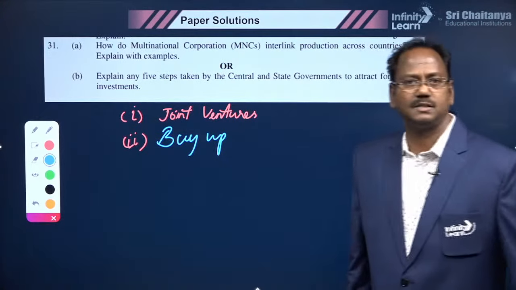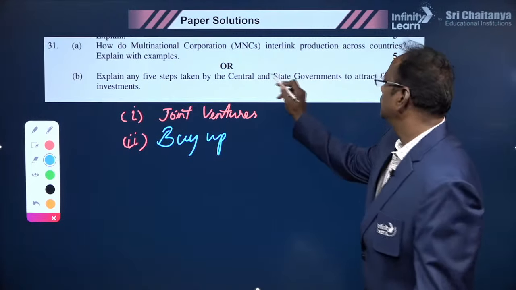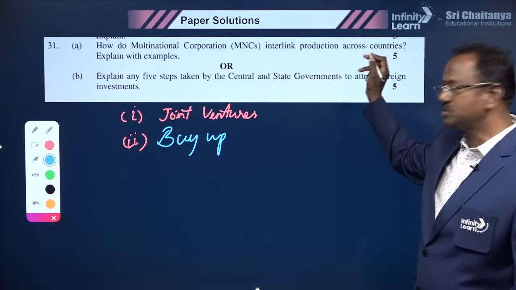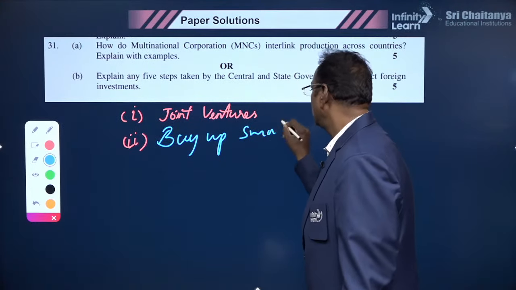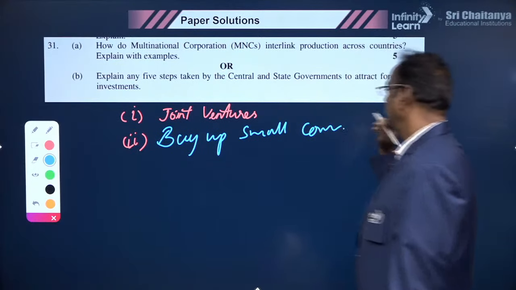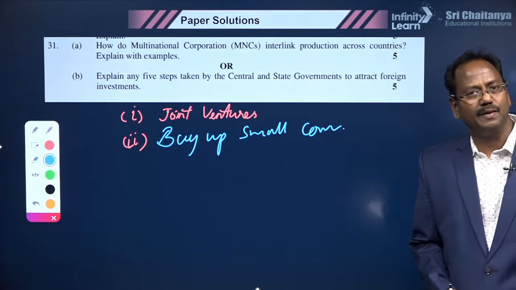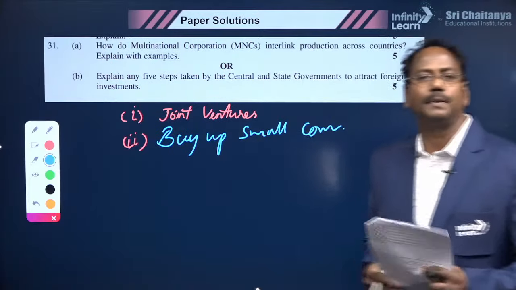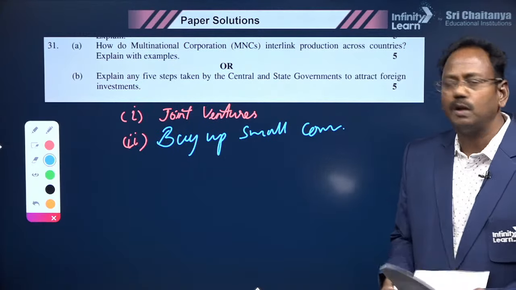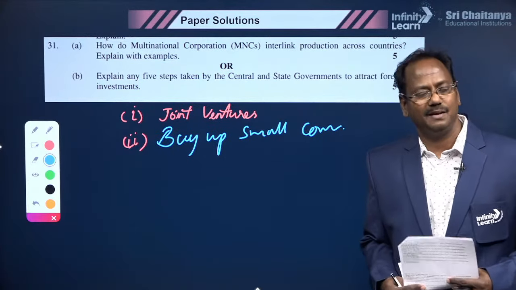And point number two is that the most common route for the MNCs for interlinking the production was to buy up the small companies. An example has already been given. Here there's an American company, and it bought one of the edible oil companies in India.